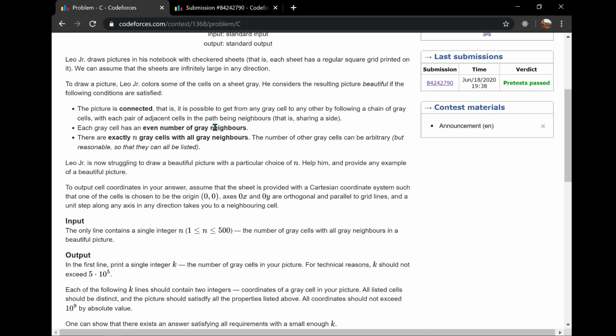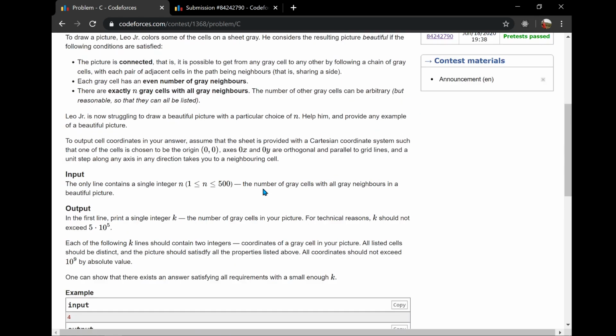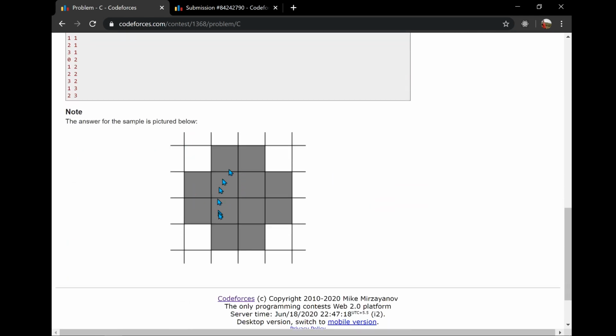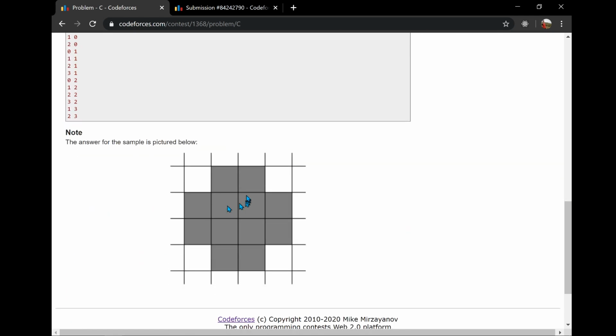So the conditions are that we have to make some of the cells gray. The first condition is that the picture is connected, that is, it is possible to get from any gray cell to any other gray cell. That means this gray shaded area should always be connected, so we can go from this one to this to this. It should not be that someone is here and another is here, but there is no path between them. The second point was very important: every gray cell has an even number of gray neighbors. So each of them should have an even number of gray neighbors.